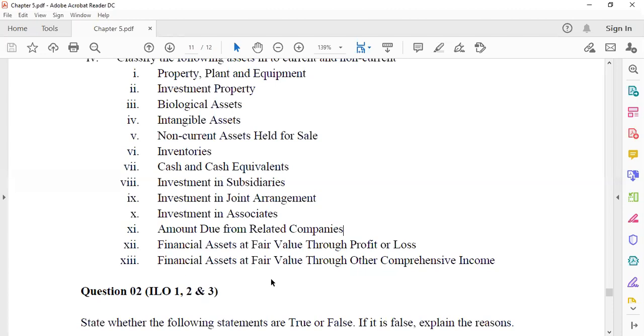So it is something that we consider as a non-current asset. So financial asset at fair value through other comprehensive income, it's a non-current asset.